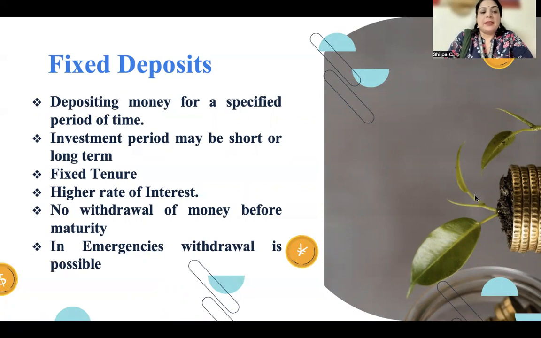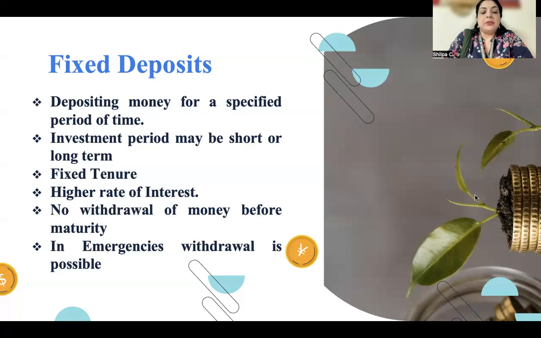So what happens exactly in FDs? The customer deposits the money for a specified period of time. When you buy an FD, there is a specific period of time mentioned by the banker. The investment period may be either short or long term. It could be for a year, or 3 years, or 5 years. The longer you keep the money, the longer the interest is paid by the banker. The tenure of this fixed deposit is fixed by the banker, and you get a higher rate of interest through fixed deposits. No withdrawal of money before maturity. The banker doesn't allow customers to withdraw the money before the whole fixed period is over.